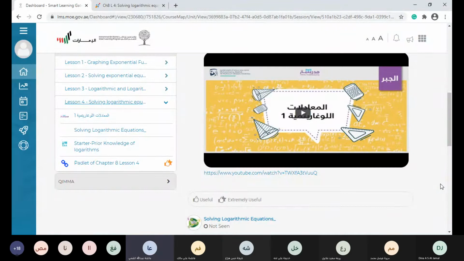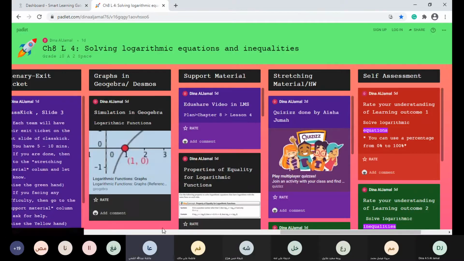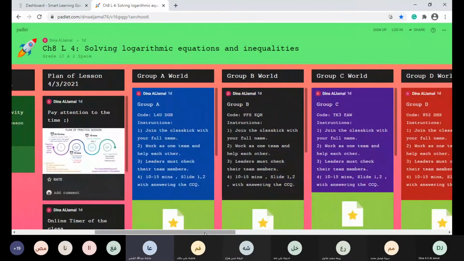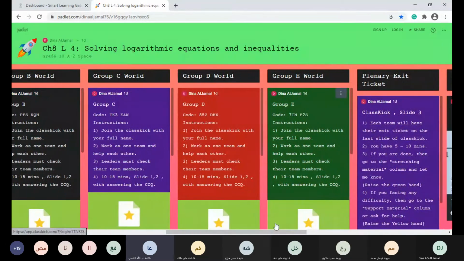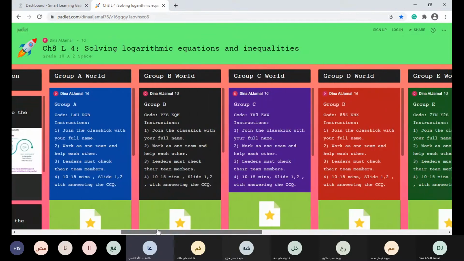Ms. Dina will put a timer for each activity, so please open the activities with me from now while I'm explaining to you. First, there will be certificates for different categories, so be prepared to gain one. Every student has to go to the LMS, Chapter 8, Lesson 4, and open the Padlet and go to your group. As you can see here, there are groups A, B, C, D, E. And then each group has to go to Classkick and solve slide 1 and slide 2. Each group has a different code, so you have to enter with your group code.